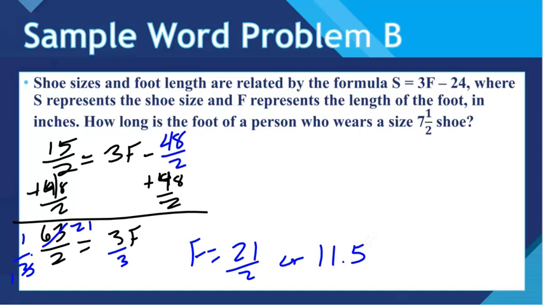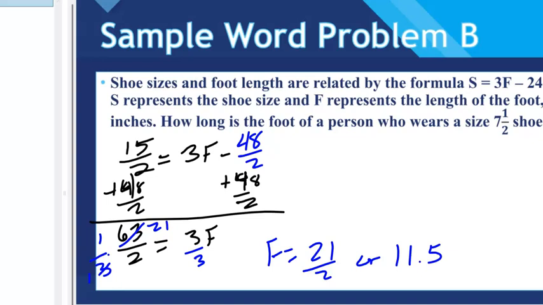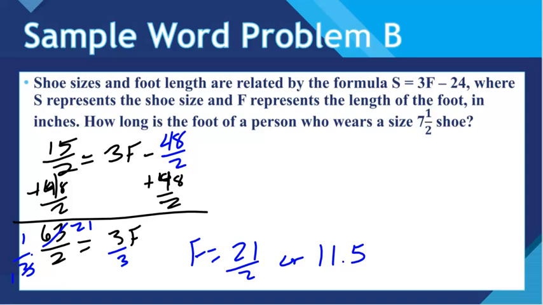So how long is the foot of a person who wears size 7.5 shoe? Would be 11.5. This wouldn't be 11.5, this is 10.5. So 10.5 would be how long the foot of a person who wears size 7.5 shoe.